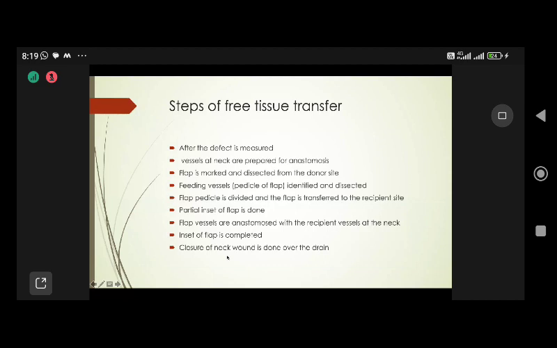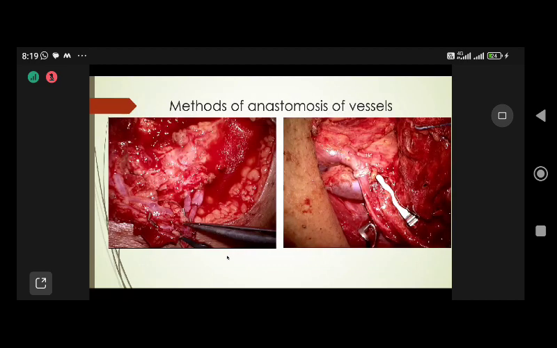Now, the method of anastomosis of vessels. All the arterial anastomoses are done with the help of sutures, but venous anastomosis we can do either with sutures or with venous couplers. Now we are using this venous coupler for the anastomosis because chances of thrombosis are less in this technique.